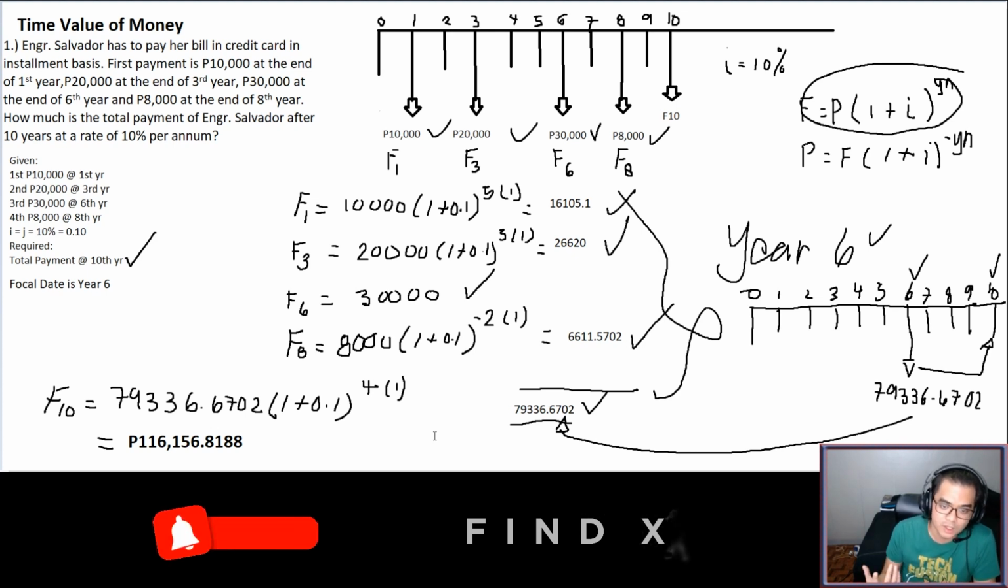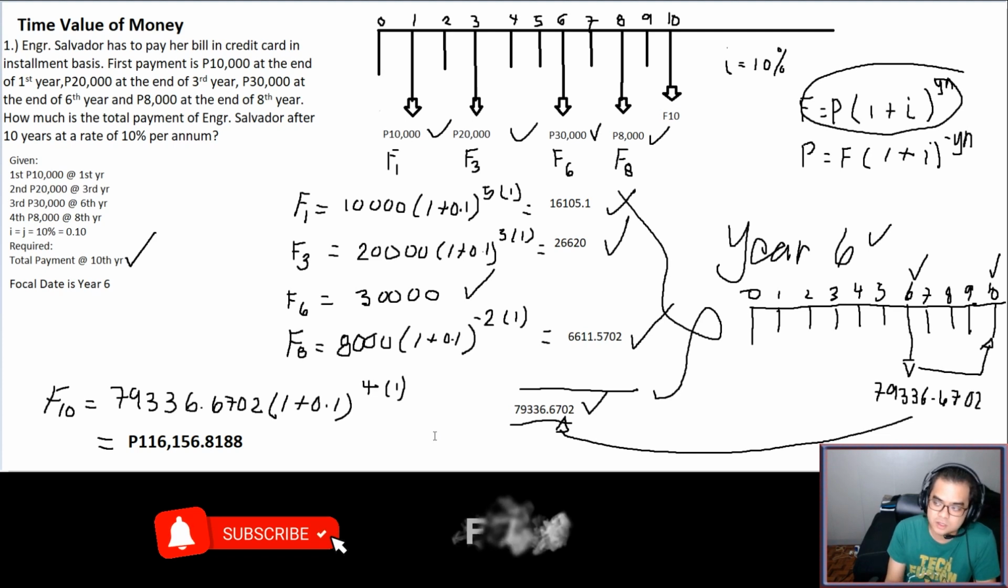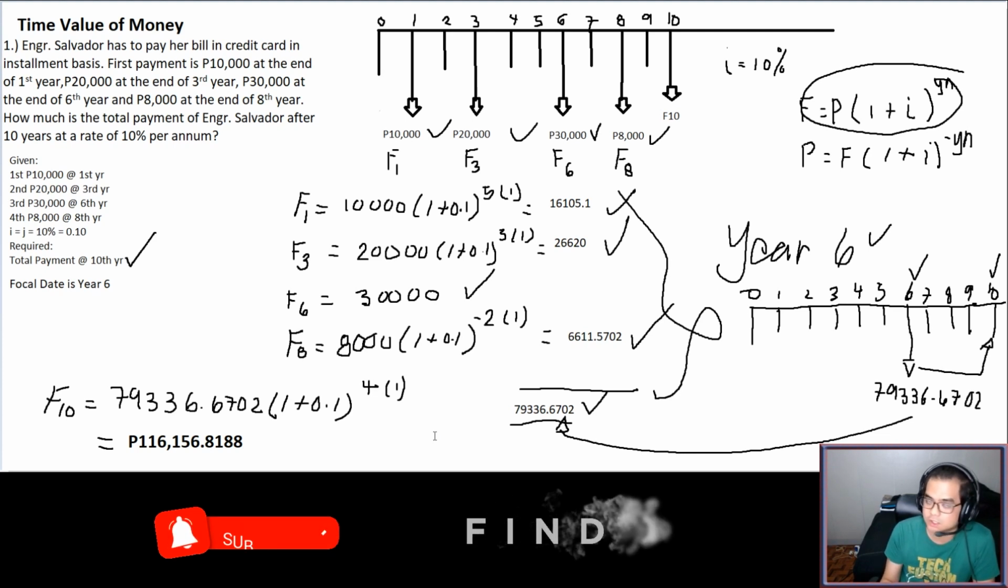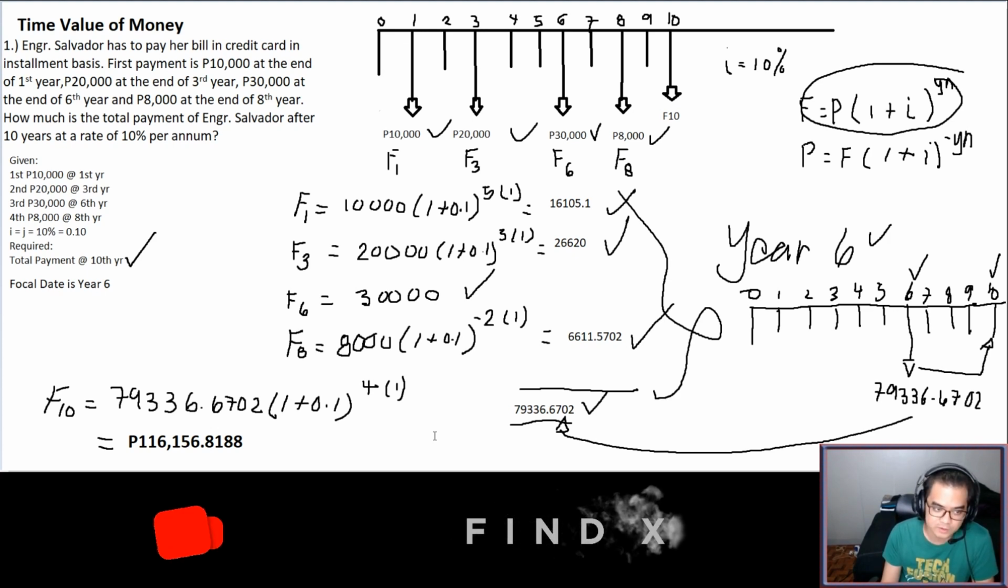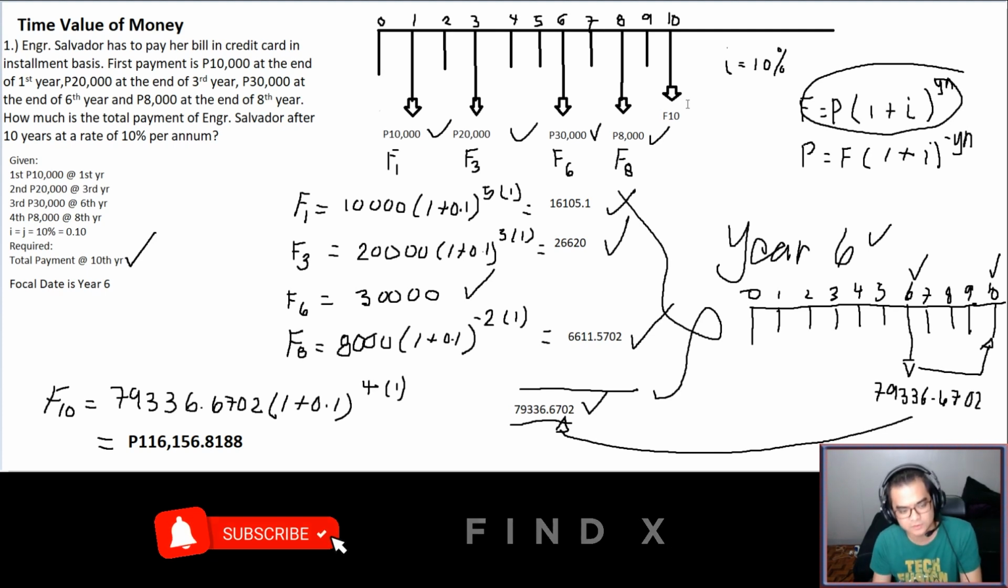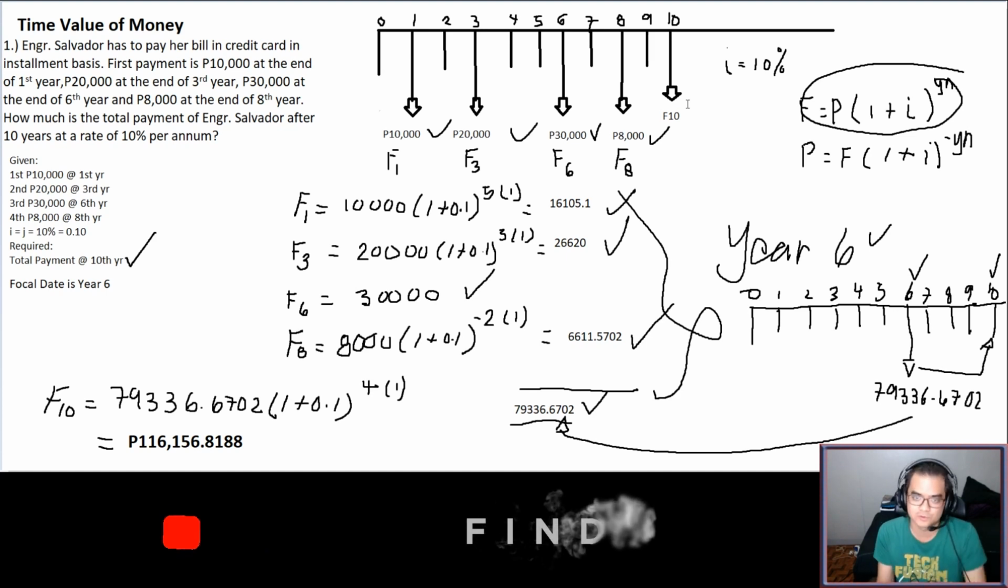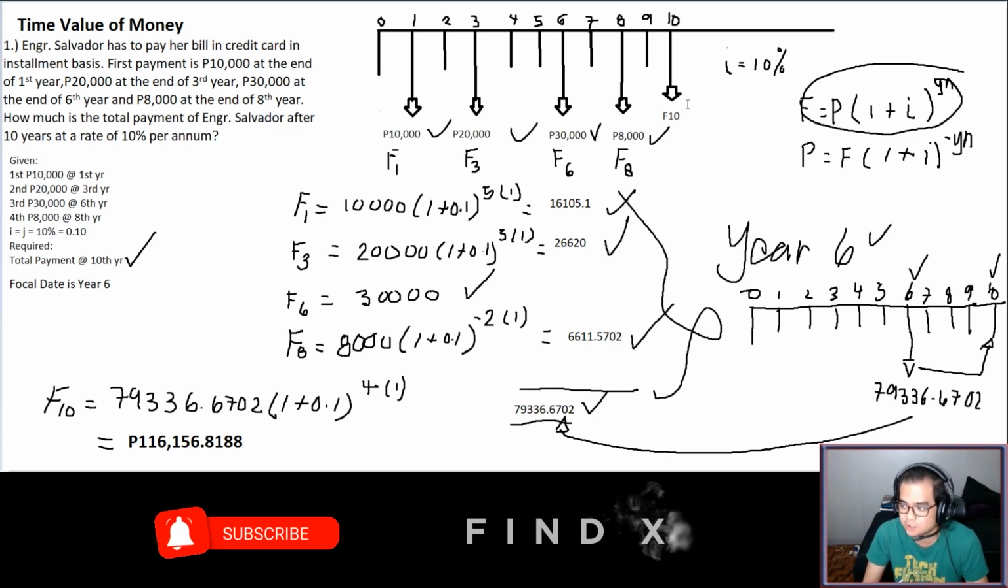My point is, you can have multiple solutions here because any date or any year can be your focal date. Year one can be your focal date, year two can be your focal date, as long as you know where the money must be at the final time. For this one, all of the payments must be at year 10. So it doesn't matter what your focal date is, you will always get the same answer.